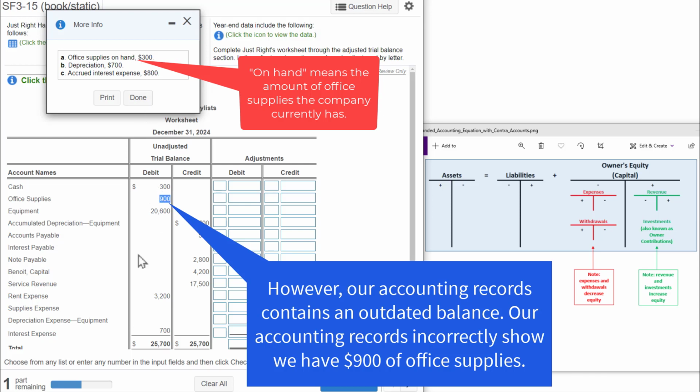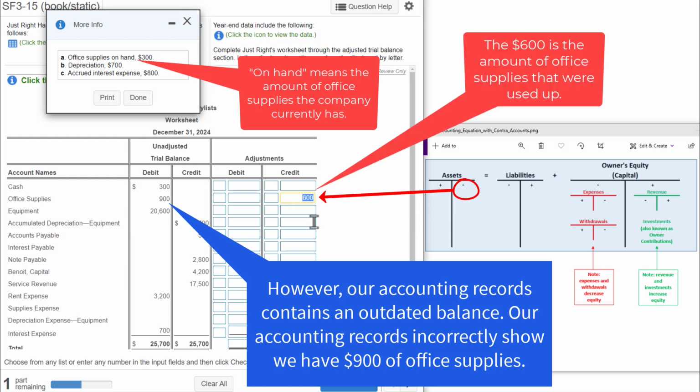So how much did we use? In other words, this $900 balance should be $300. How do we adjust this account to go from $900 to the amount on hand, the $300? We have to lower this office supplies account by $600. And how do we lower an asset? We lower an asset with a credit. So this $600 represents the amount of office supplies we have used. We had $900 according to our books. We go and count the office supplies in the closet. We only have $300, therefore we must have used $600. We have to lower the account.